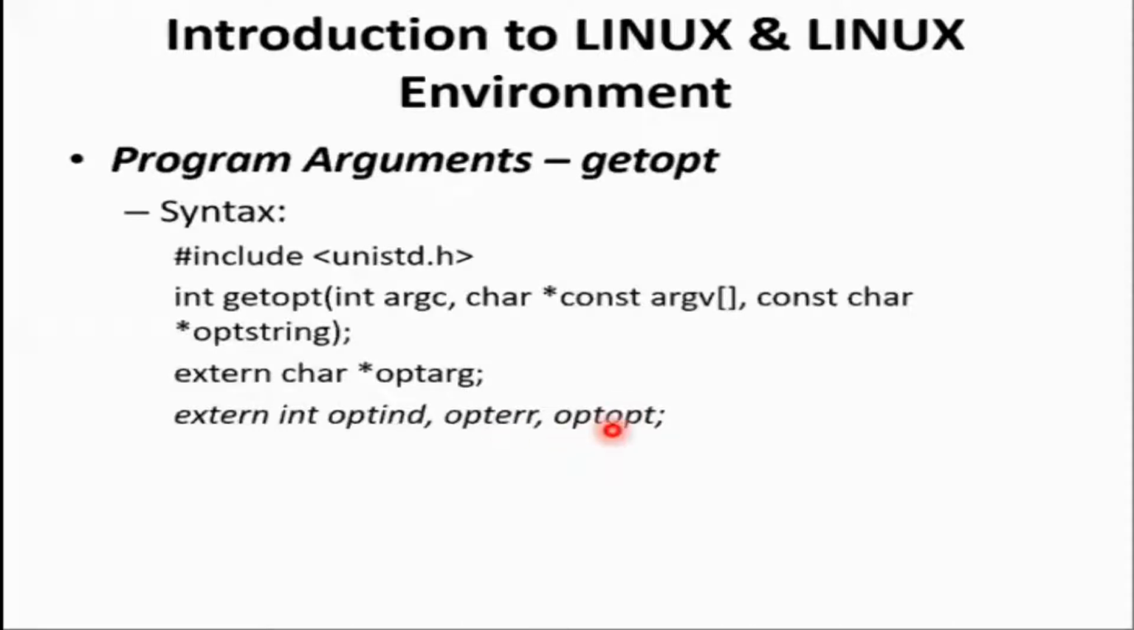But if a getOPT function finds an option character in the argument vector, but that was not included in the option string, I have an option in the argument vector, but it was not included in the option string, then it returns question mark and sets the external variable OPT to the actual option character. If the option string is preceded with a colon, then the getOPT function will return colon instead of question mark to indicate that there is a missing option argument. We have a missing option argument in the command line.